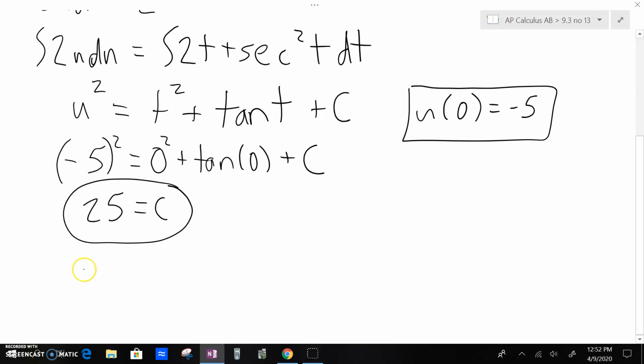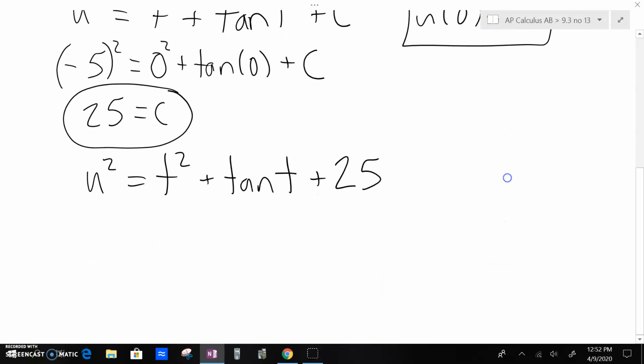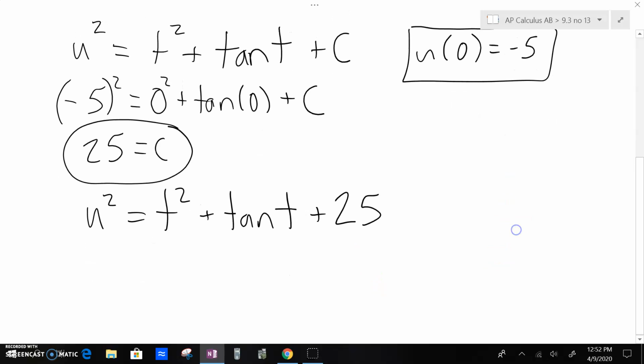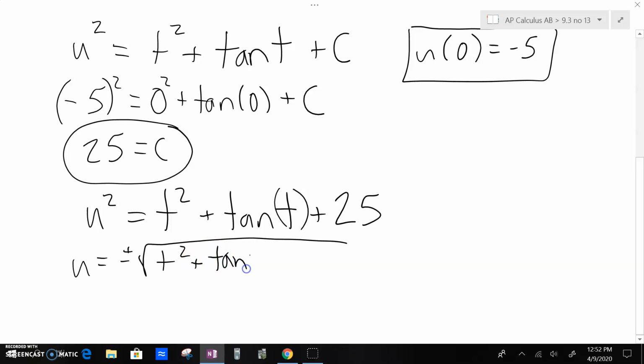The thing that you were all asking, or the questions I was getting today, was not about any of this, but it was about what happens next. So here we've got this expression: u squared equals t squared plus tangent of t, plus 25. I then need to take a square root, and whenever you take a square root, you get a plus minus, which is true, which is accurate. That's not an algebraic lie you were taught when you were a youngster. That is an accurate thing.